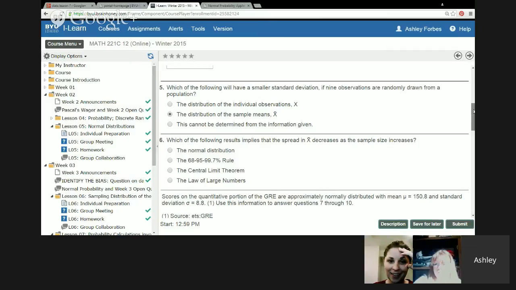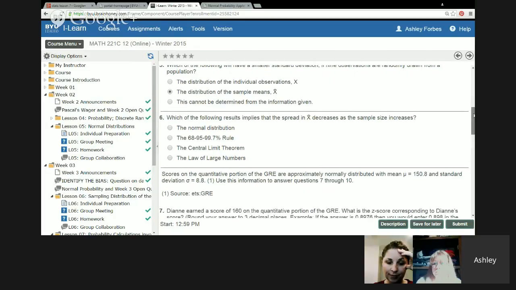Alright. Number 6. Which of the following rule results implies that the spread in X decreases as the sample size increases? Ooh, I have that written down somewhere. Let me look it up.